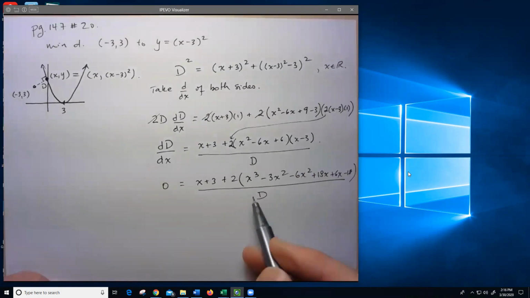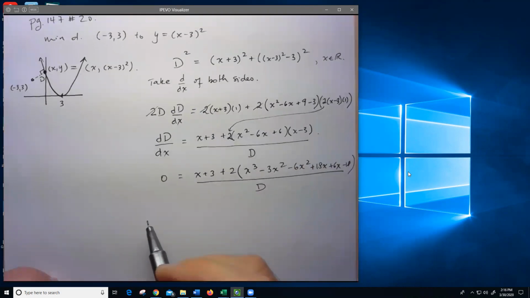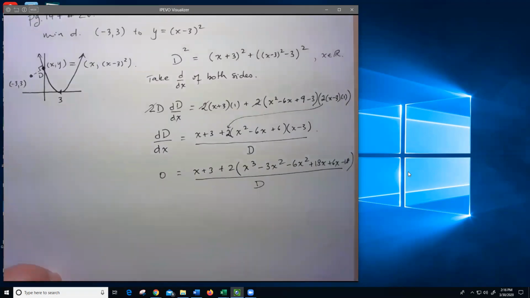Okay, do I care about this d in the denominator? No, why not? I mean, you can just multiply both sides by d. Multiply both sides by d, or I have a fraction that's equal to 0, meaning that it's only the numerator that I'm interested in.